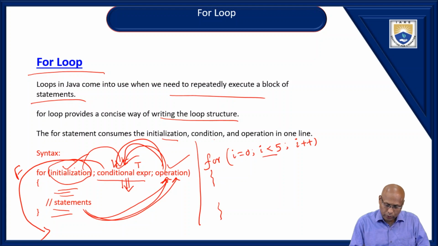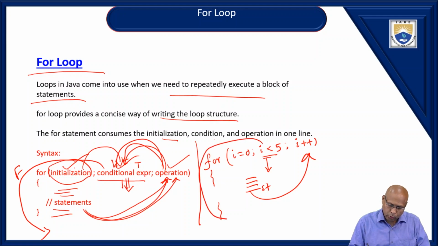Once it is true, then control comes inside and performs the statements. After performing the statement, again the control goes here, then repeats. Like this it will repeat. Once the condition fails, then the control will come out. This will come out when the condition fails. So this is the way the loop works. Then we'll see a small example of how the for loop works.